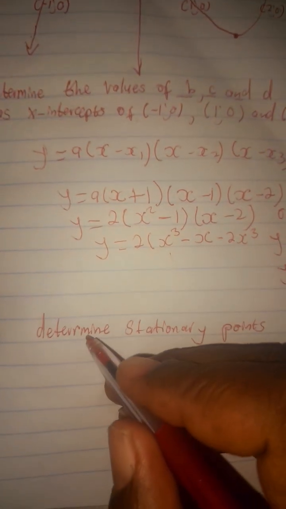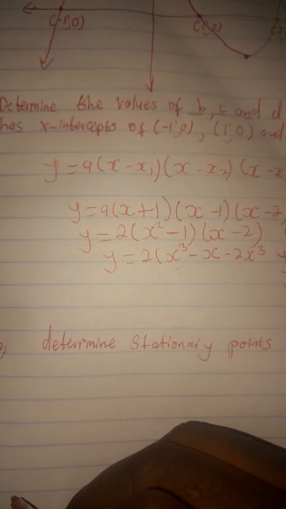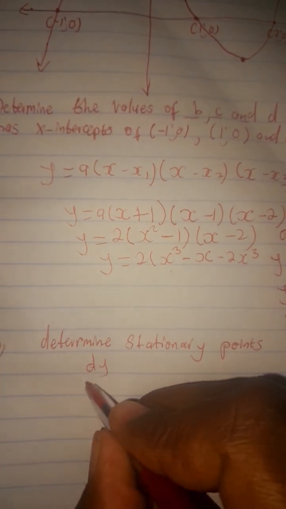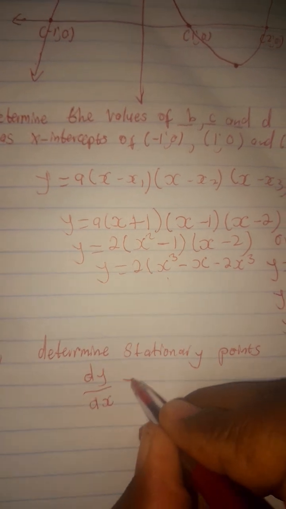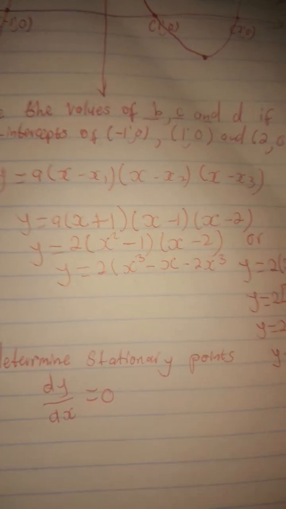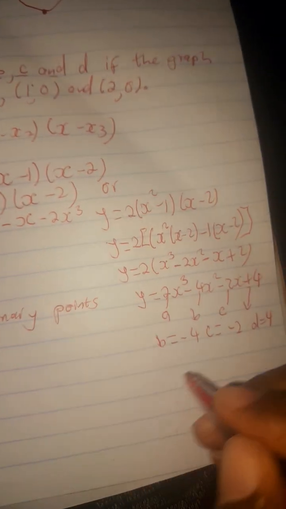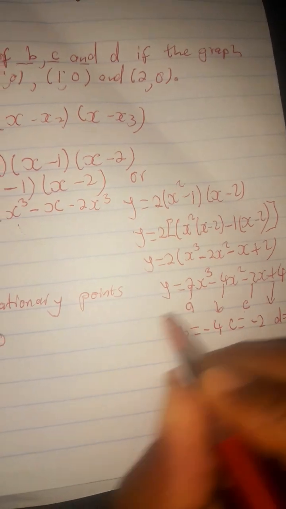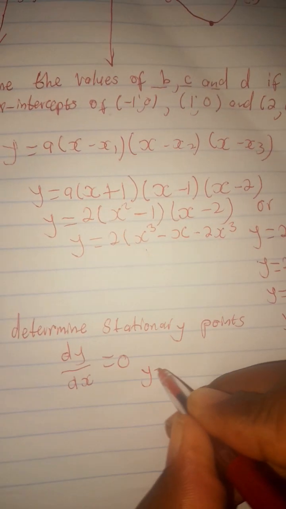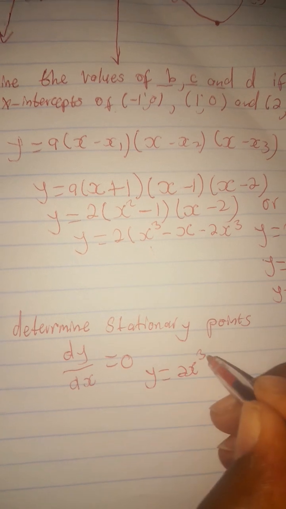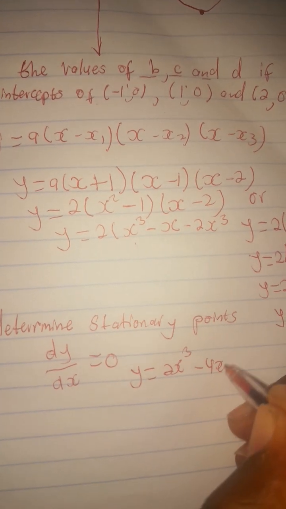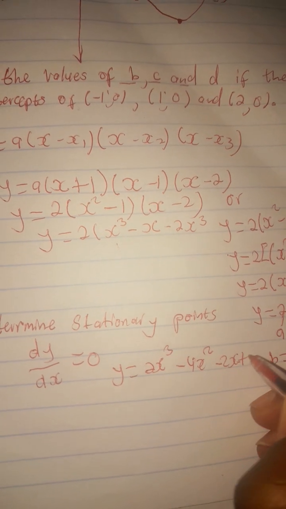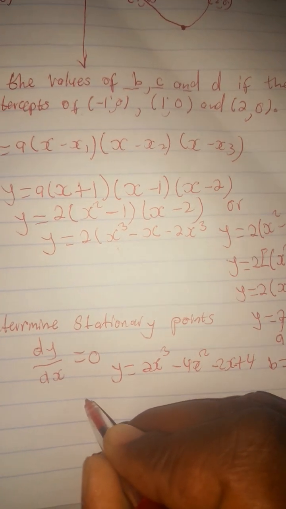Our last question, we are required to determine the stationary point. To determine the stationary point, we take the derivative dy over dx and equate it to 0. So when we derive this formula, let's say you're deriving 2x cubed. Let's write this: y is equal to 2x cubed minus 4x squared minus 2x plus 4.